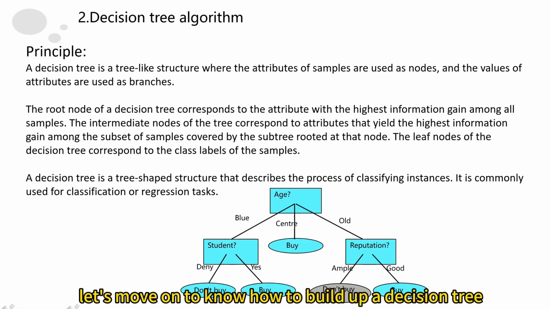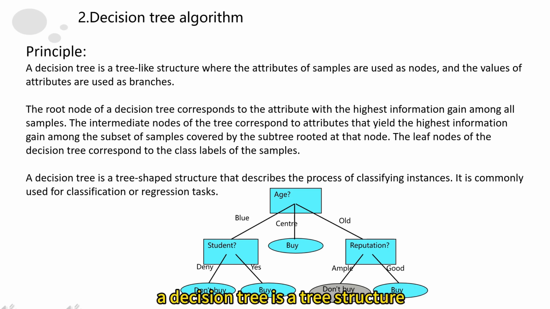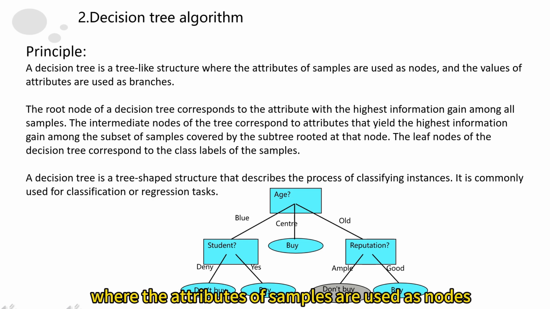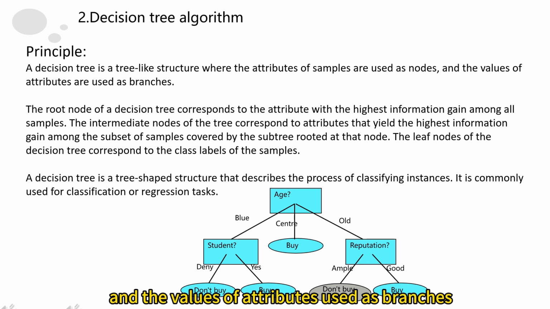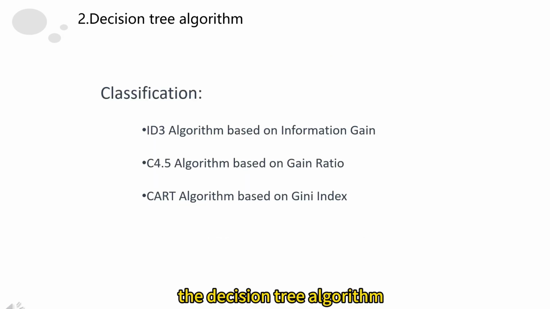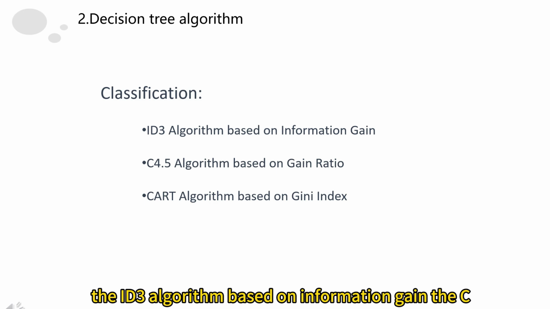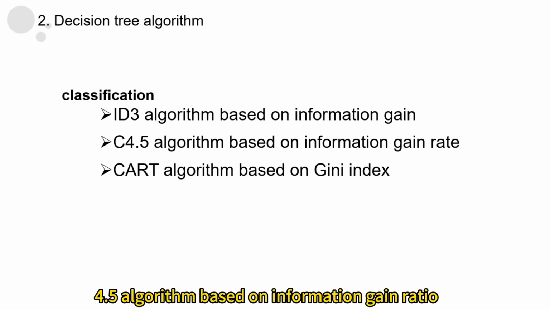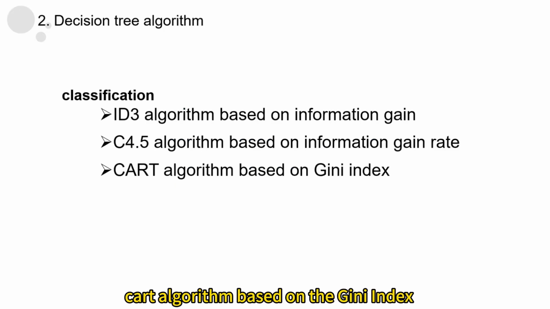Now, let's move on to how to build a decision tree. A decision tree is a tree structure where the attributes of samples are used as nodes, the values of attributes are used as branches, and the leaf nodes represent category values. The decision tree algorithm can be categorized into three types: the ID3 algorithm based on information gain, the C4.5 algorithm based on information gain ratio, and the CART algorithm based on the Gini index.